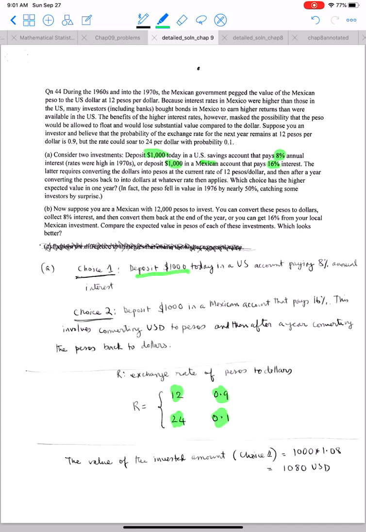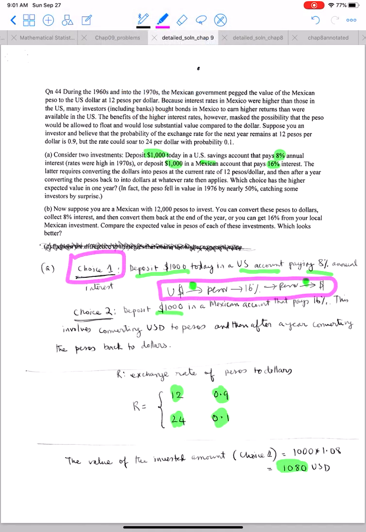The first choice is to deposit 1,000 in a US bank that pays 8%. If we followed that strategy, my amount would be 1,080. Or I could take that US dollars, convert that into Mexican pesos, invest that for 16%, get my pesos, then convert that back to dollars. So here I have one exchange rate, and here I have another exchange rate: the exchange rate at the beginning of the year and the exchange rate at the end of the year. Now the question is, will the second strategy yield me a better result than the first one, which is investing in the US account?